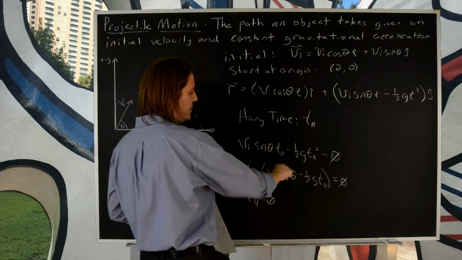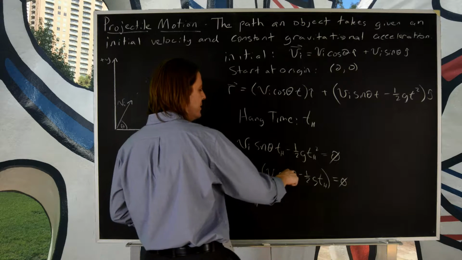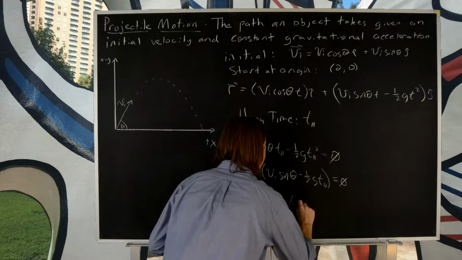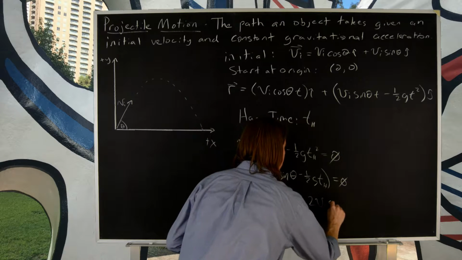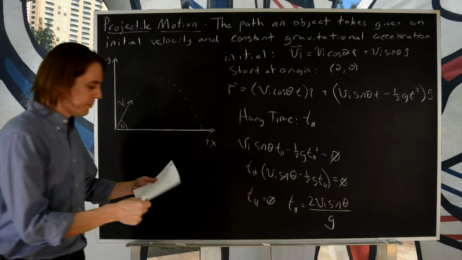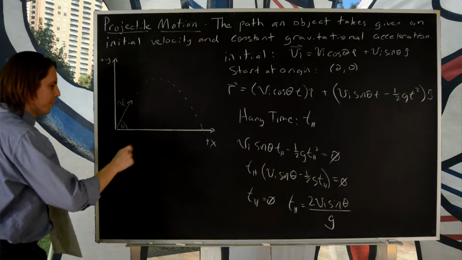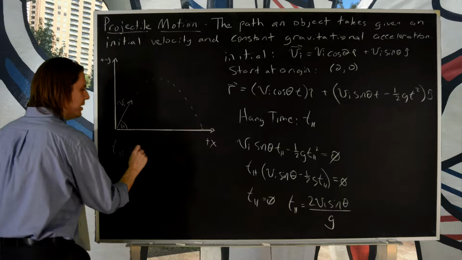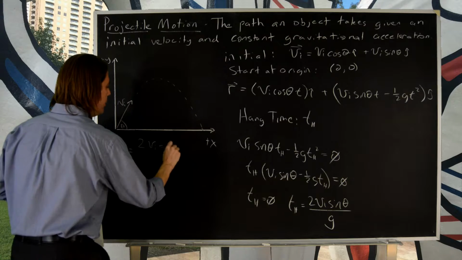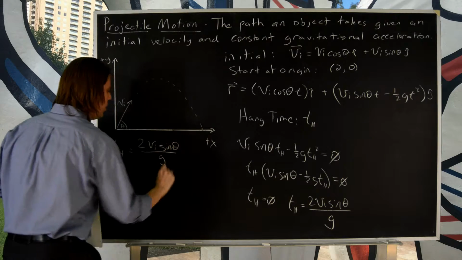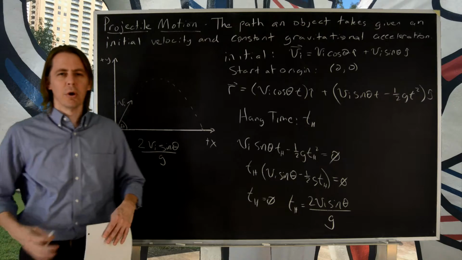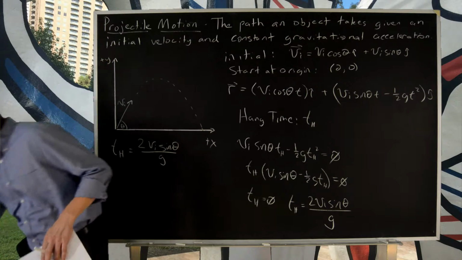So it would have to be, the 2 would come over here, 2v sine theta over g. Right? So the hang time we want is 2vi sine theta over g. So let's put that one over here. We're going to put them over here as we collect them. The hang time is 2vi sine theta over g. And you can decide if you want to memorize these that we come up with or just be able to derive them when you need them.